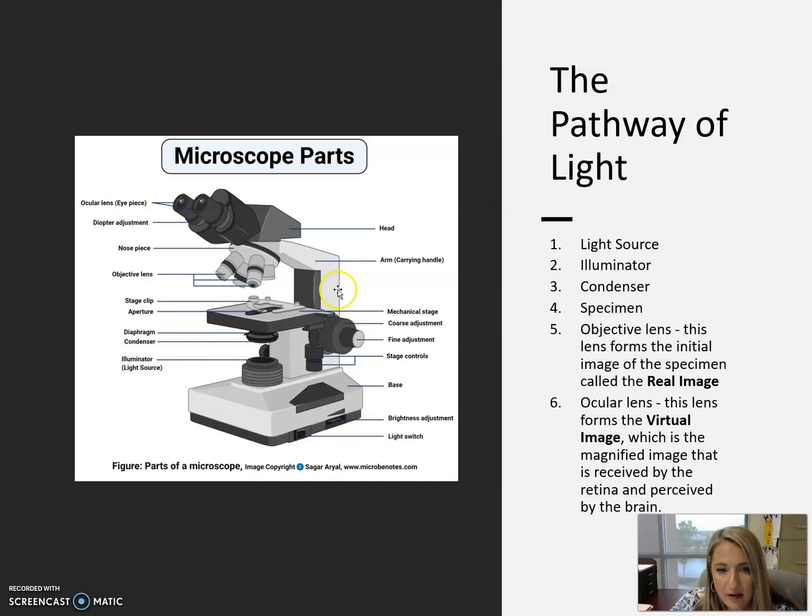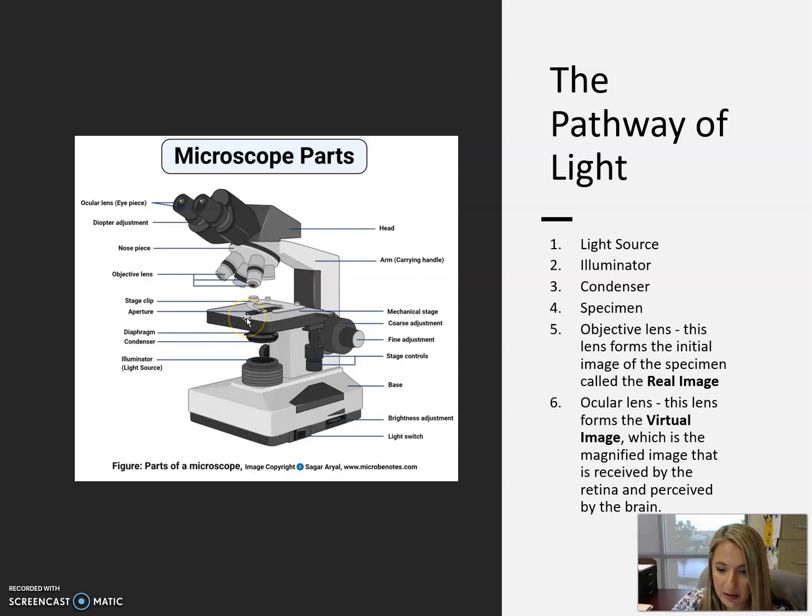The light starts out at the light source, which is essentially just the light bulb. From there, the light is projected upward from the illuminator, kind of like a flashlight projecting the light upward. When the illuminator projects light upward, a lot of it is fanned out with scatter. So the next stop is the condenser, which condenses or collects and focuses the light so that the light is directly projected to the specimen, which is whatever you're looking at on the microscope slide.